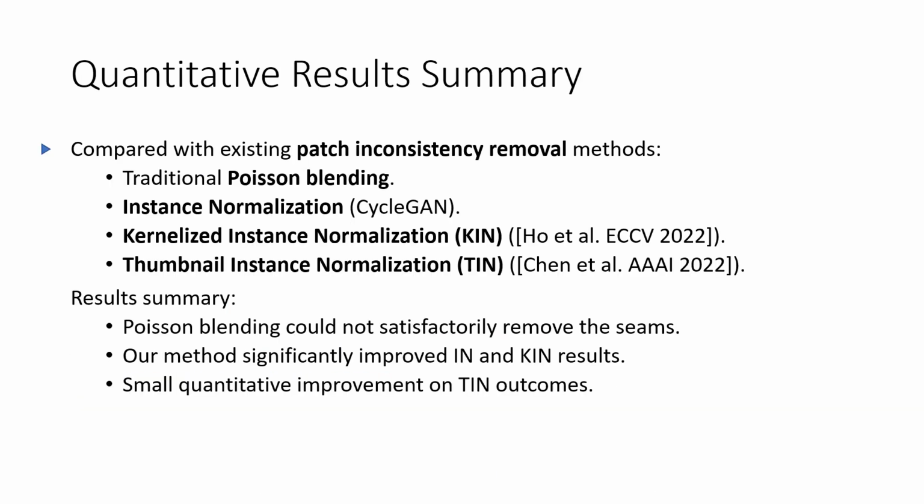We compared with four key methods for removing color inconsistency between patches, namely the traditional Poisson blend-based approaches, the standard instance normalization layers in CycleGAN, the kernelized IN layers proposed in an ECCV 2022 paper, and the thumbnail-based IN layers proposed in an AI 2022 paper. In summary, we found that Poisson blending methods could not effectively remove the seams at all. Meanwhile, our seam removal method significantly improved results by the current SOTA neural methods quantitatively and qualitatively. We show experiment results as follows.